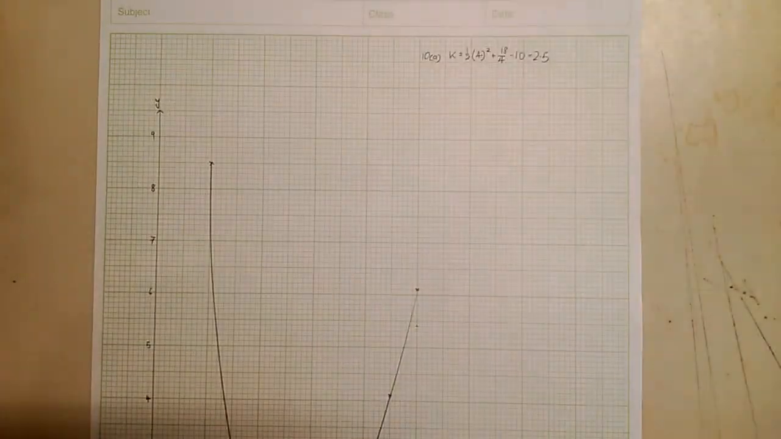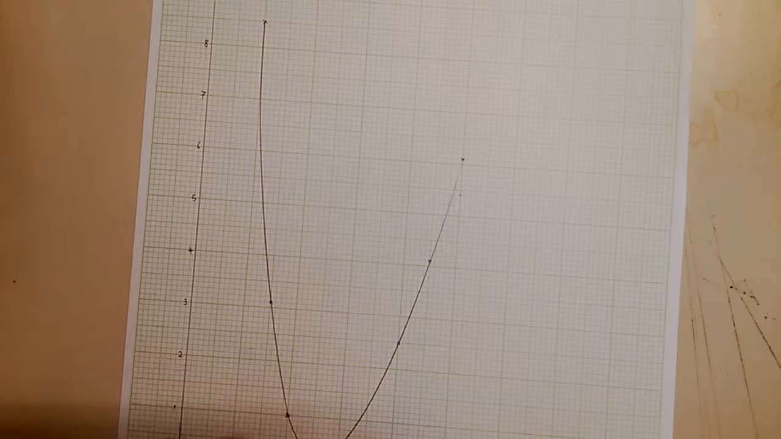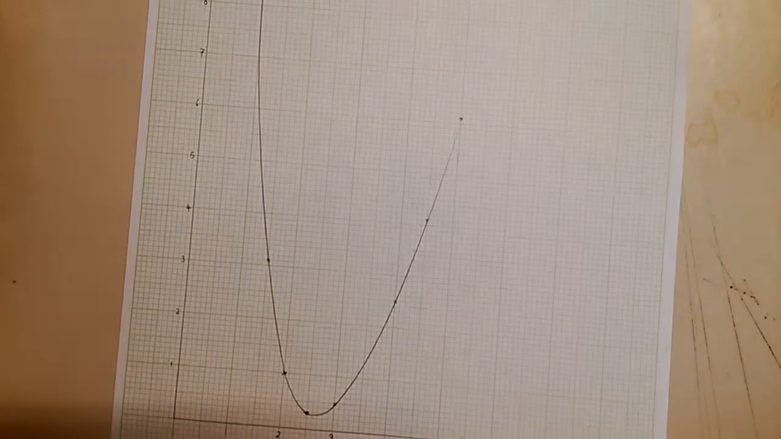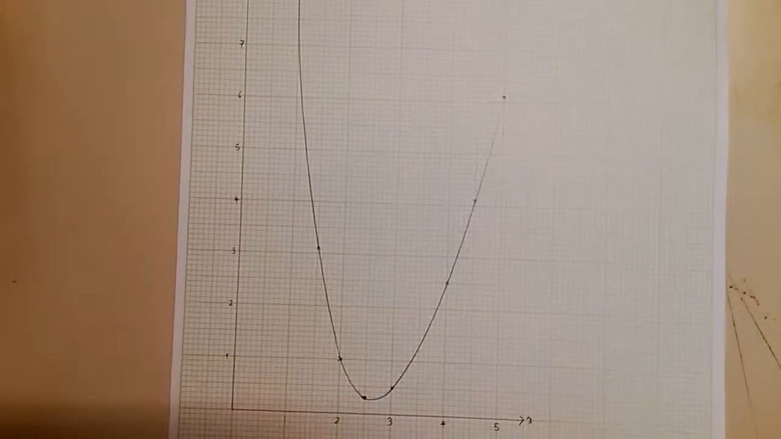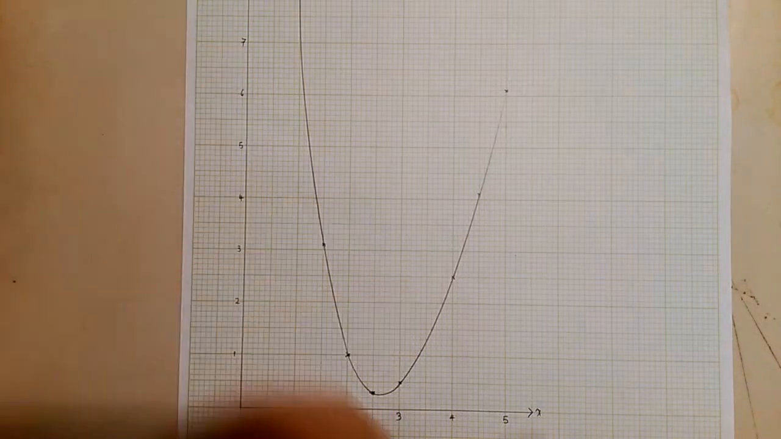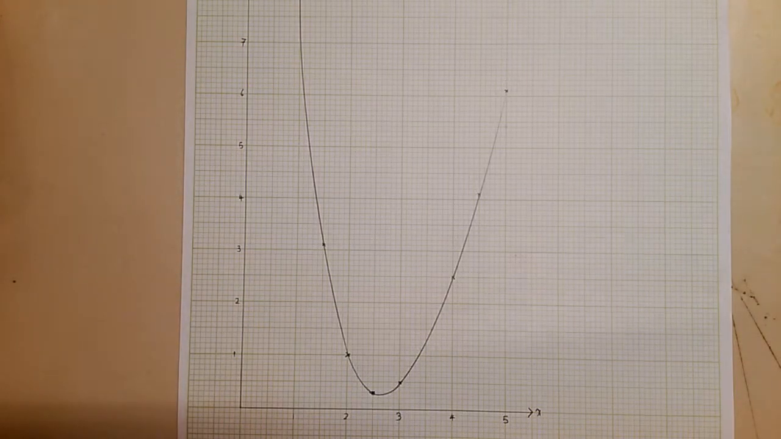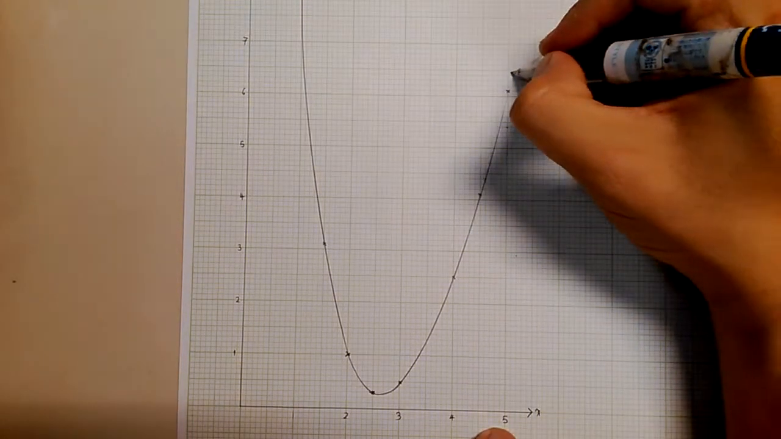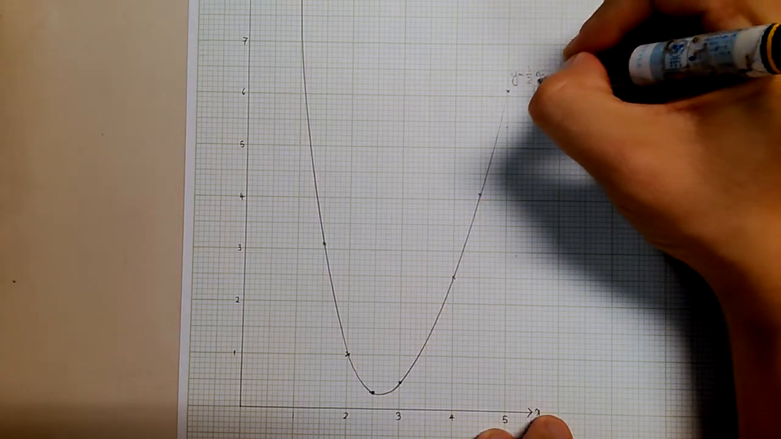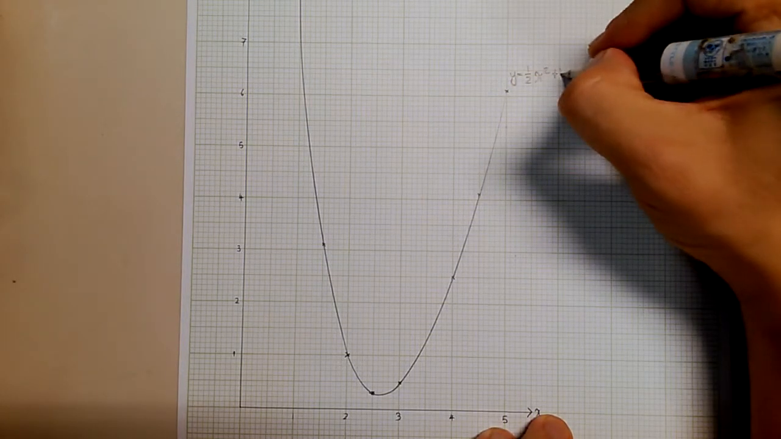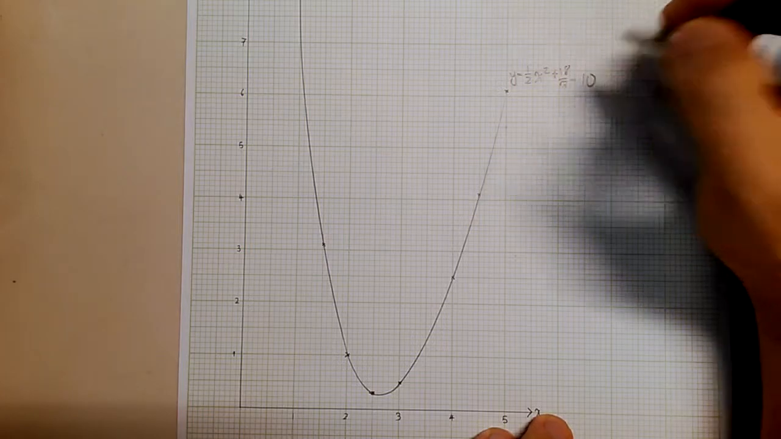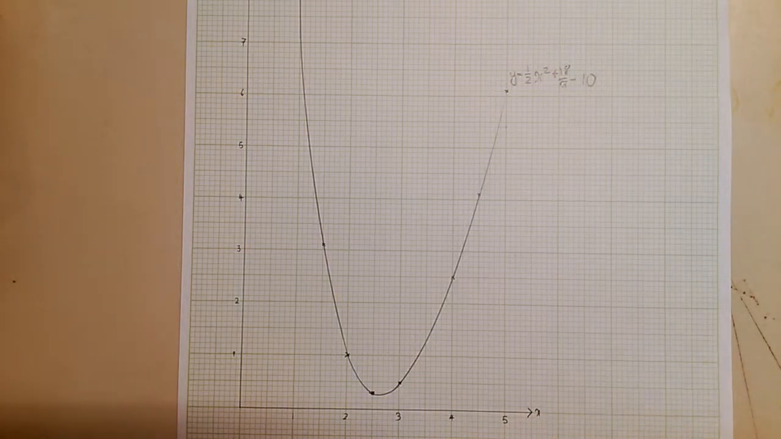Now for part B, using a scale of 2 cm to represent 1 unit on both axes, draw a smooth curve. So if you notice, I've drawn a smooth curve here, like this. And the next thing that I should do here is to label the curve. And the curve is y equals half x squared plus 18 over x minus 10. And that concludes part B.